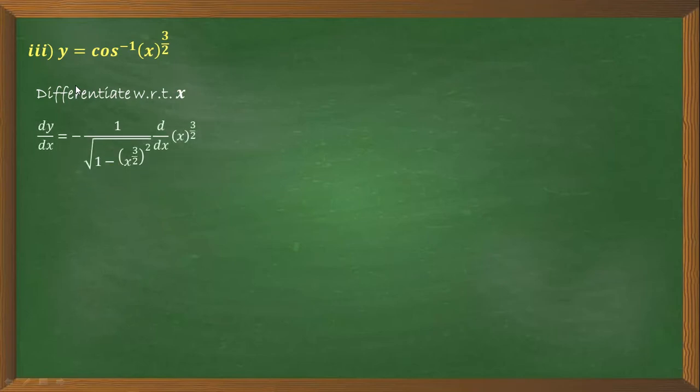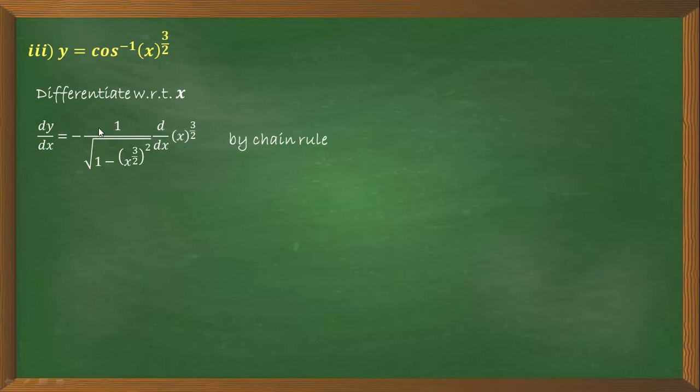So see here dy by dx, as we know that derivative of cos inverse x, original standard function, is minus 1 upon root of 1 minus x square. So here how will you write it? Here in this case it is minus 1 upon under root 1 minus, now in place of x there is x raised to 3 by 2, remember. So x raised to 3 by 2 bracket square into d by dx of x raised to 3 by 2. This is by chain rule.